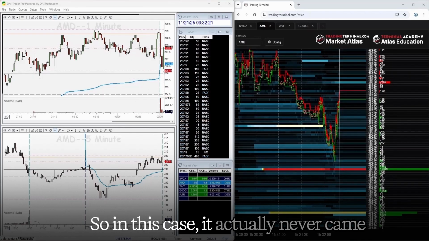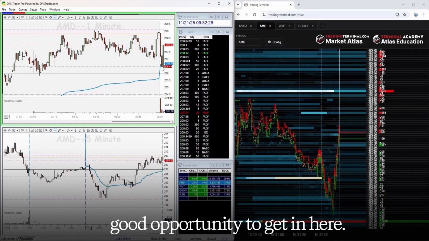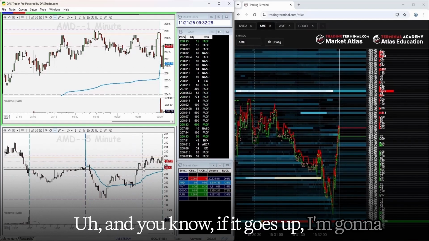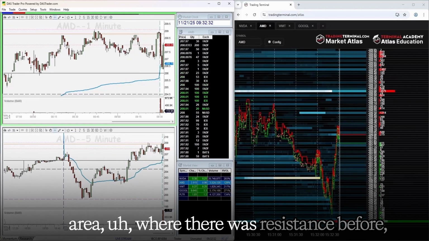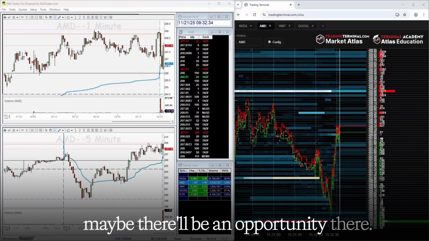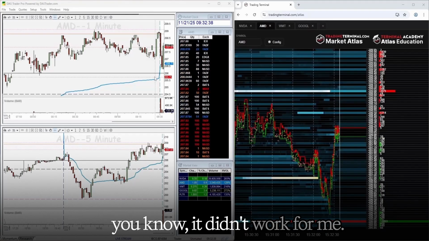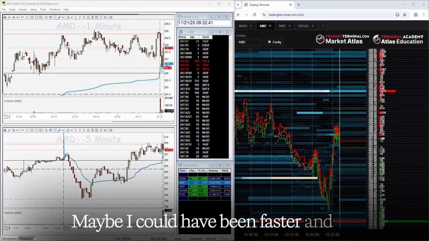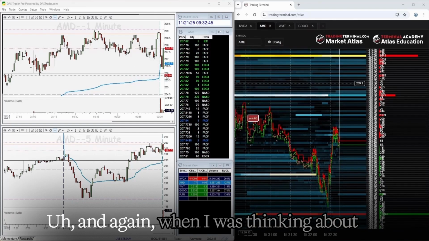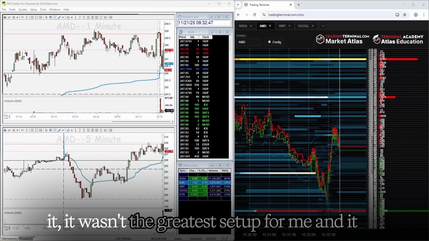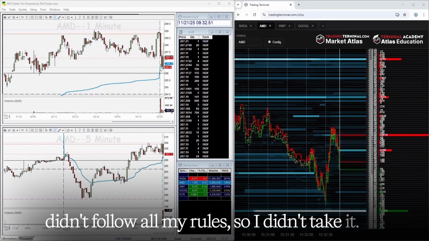So in this case, it actually never came back down. So I never really got that good opportunity to get in here. And if it goes up, I'm going to keep watching it to see around that 209 area where there was resistance before. Maybe there'll be an opportunity there. But unfortunately, my first play didn't work for me. Maybe I could have been faster and got in, but I didn't really have the time. And again, when I was thinking about it, it wasn't a textbook setup for me, and it didn't follow all my rules, so I didn't take it.